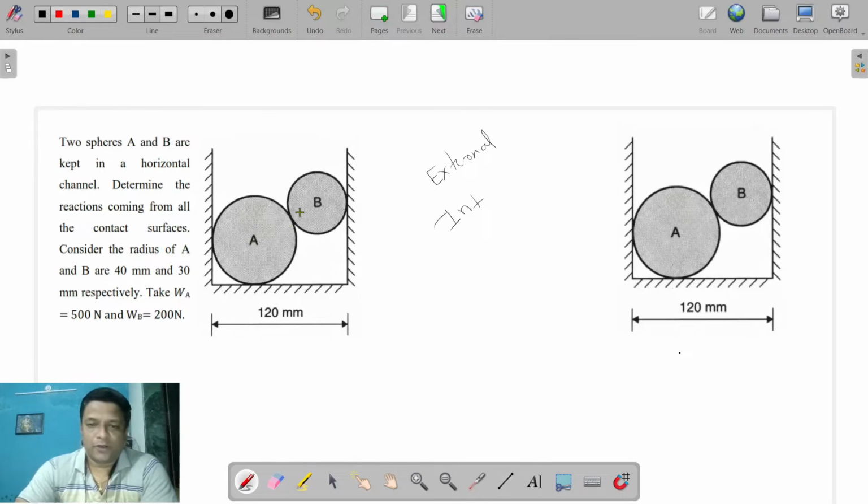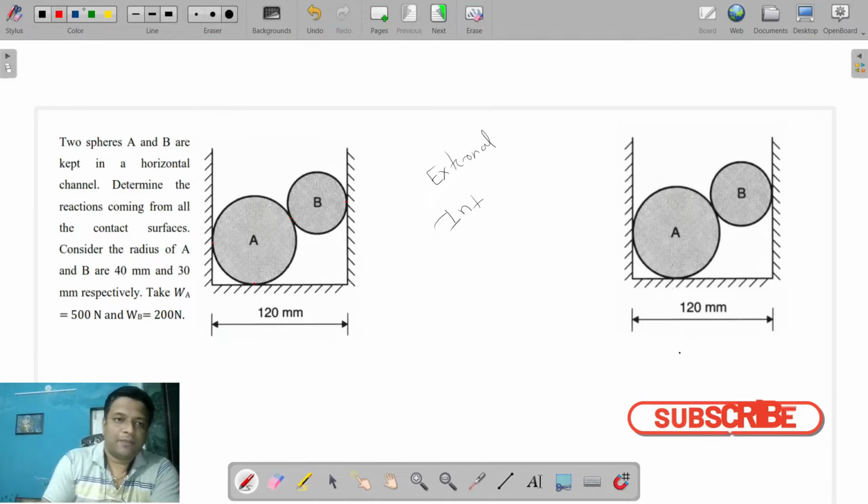First find out the points of contact. If you see, sphere A is in contact with the wall at this point, as well as in contact with the ground at this point. Sphere B is in contact with the wall at this point. So these 3 points are called external reaction points, whereas spheres A and B are in contact at this point. We'll call this the internal contact point, or internal reaction point.